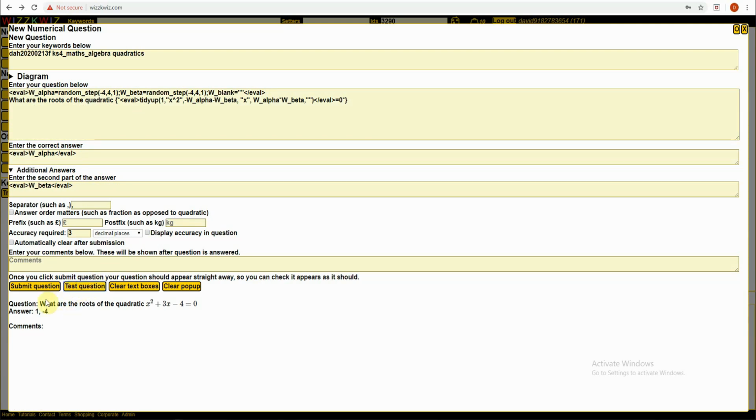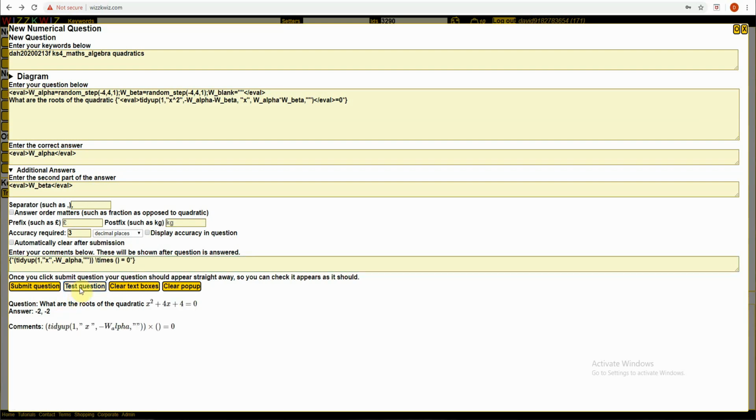Okay, the final thing we could do, if we want to, is put in the comments. Useful thing to put in here would be the actual factorization. Okay, so again, let's do it inside of latex notation, and we've got that backslash times that equals 0. Okay, and again inside here we can use the tidy up twice. Tidy up 1 comma x comma minus w alpha comma.